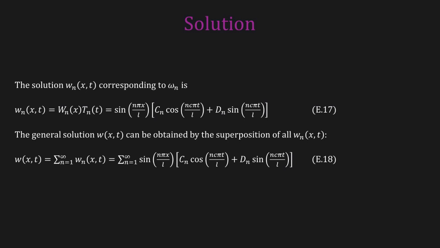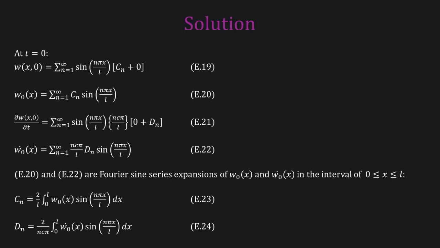Now we have to find what the values of Cn and Dn are. To do this, we take a look back at the initial conditions at time equals 0. So we will get for the initial displacement the sum from 1 up to infinity of Cn times sine of n pi x over L. And for our initial velocity, W0 of x dotted, we will get the sum from n equals 1 up to infinity of n c pi over L times Dn times sine of n pi x over L. Very similar stuff.